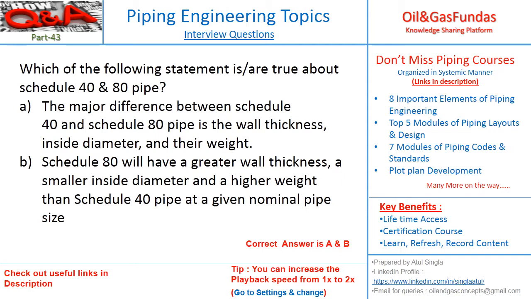Both statements are correct. There is a difference between schedule 40 and 80. Schedule 80 will be thicker, inside diameter will be smaller and their weight will be higher. As more thickness, more weight will be there for schedule 80. Again, schedule 80 has a greater wall thickness and smaller inside diameter. More thickness, lesser diameter, higher weight. So that is correct also. So A and B both are correct.